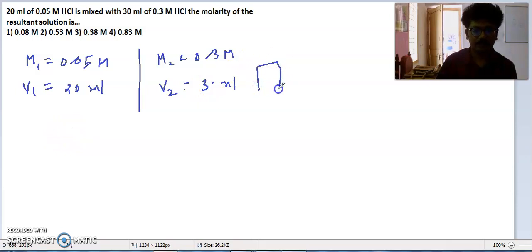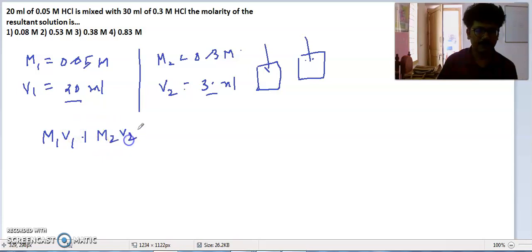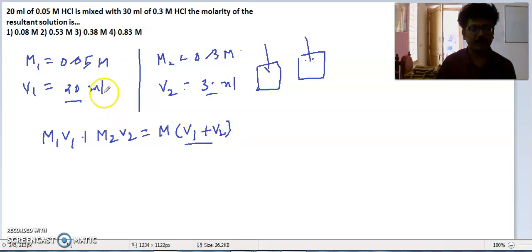When one solution is added to another solution, the total volume becomes the total of this 30 and the 20, with some new molarity. So you know what this formula is? That is M1 V1 plus M2 V2 is equal to M times (V1 plus V2). The final molarity is with that particular volume, which is the sum of the first and the second.